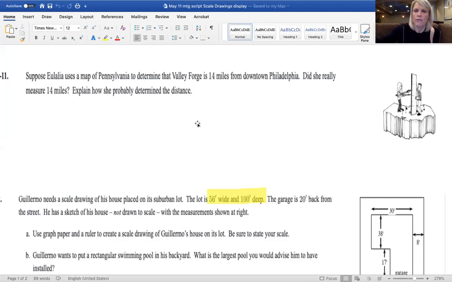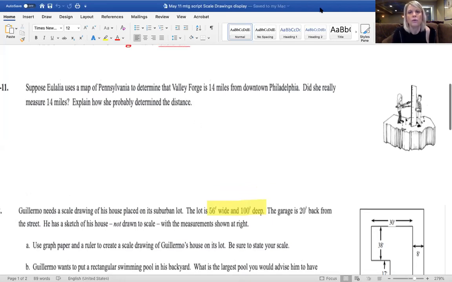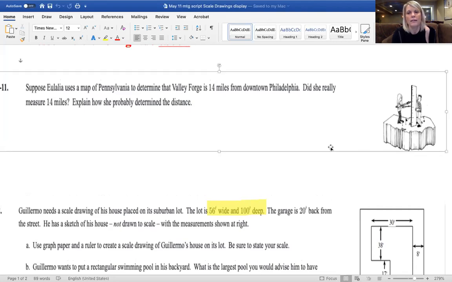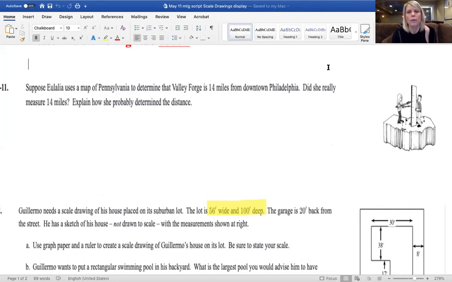Chat to me, how do you think she figured out how far, using a map, that Valley Forge is 14 miles from Philadelphia? Map key, scale, yes. So you guys all get it. How would the map key help her? Give me an example of something you might see on a map key. You probably did this in social studies in the past too. Like how would it show miles on a map key?